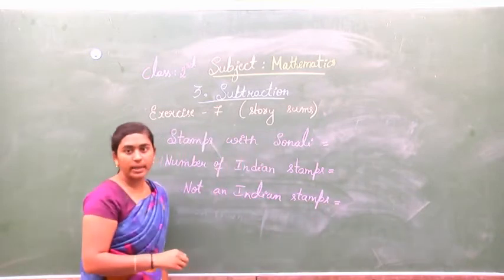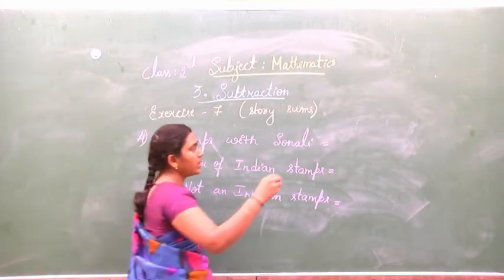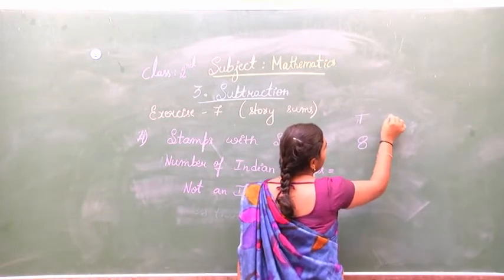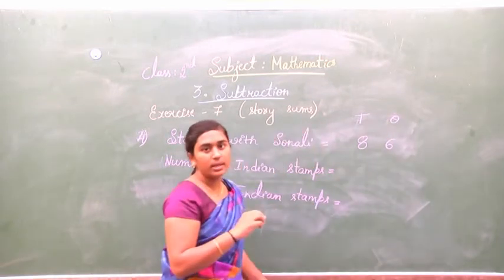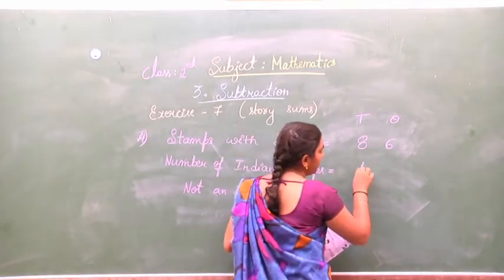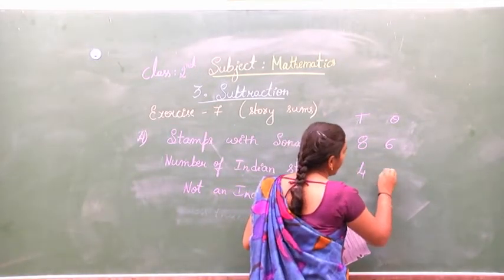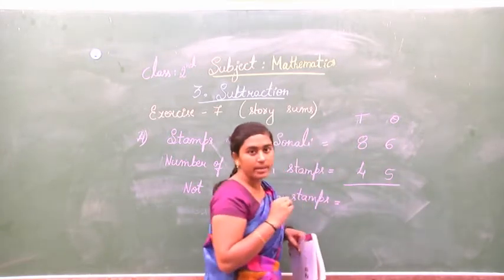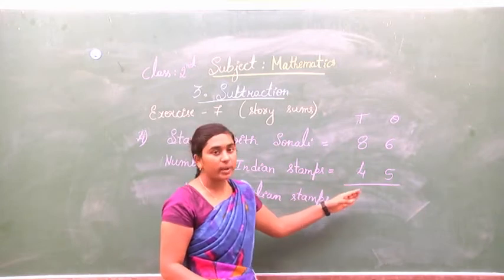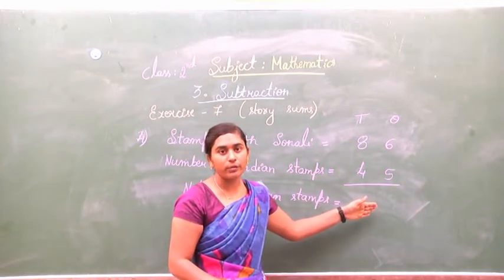Not an Indian stamp. Sonali has 86 stamps, right? Tens place, ones place. Sonali has 86 stamps. Out of 86, 45 are Indian stamps. Now, you need to find out how many are not Indian stamps.